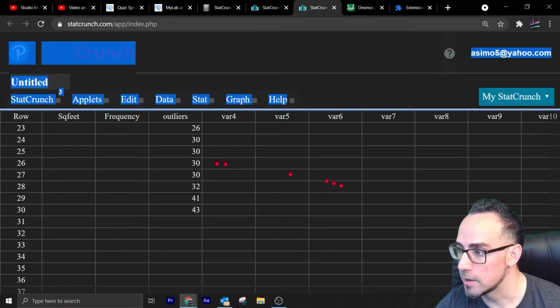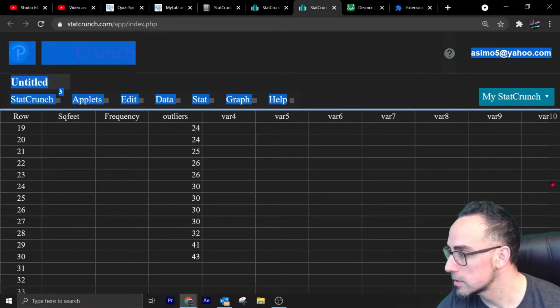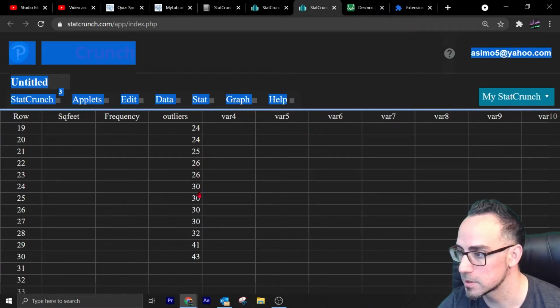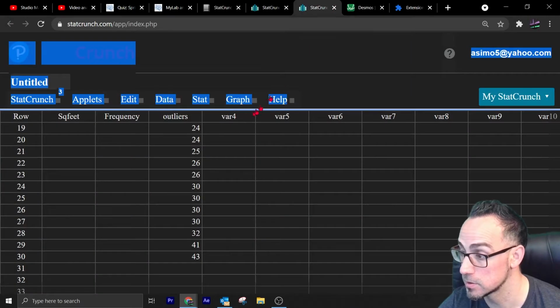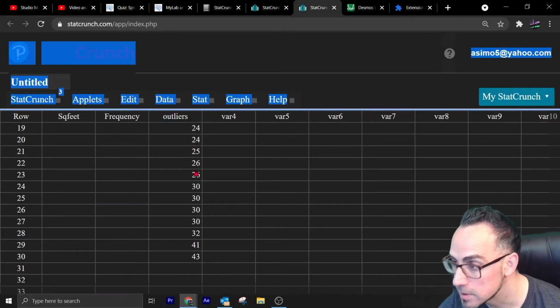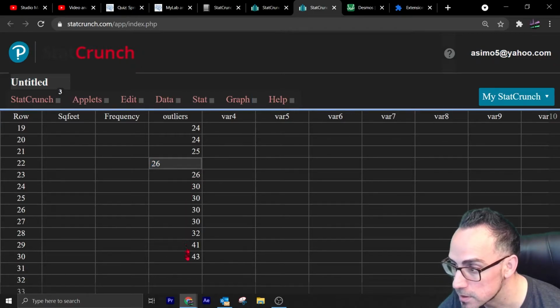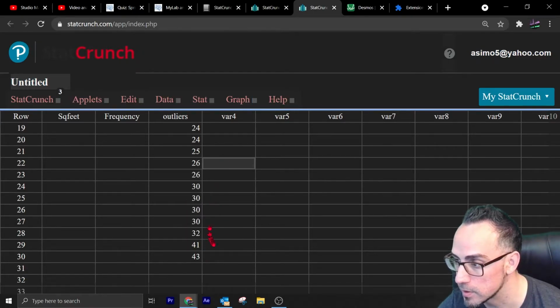Jeez, there's a lot of outliers. Dang. Whoa. 26, 26, 30, 30, 30, 30, 32. Oh my goodness. So yeah, all of these are outliers. Anything bigger than 25 is an outlier. So we have a lot of outliers. Jeez, 26 through 43, all of these values right here.